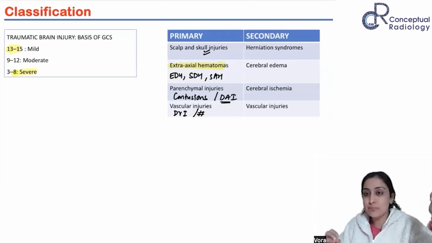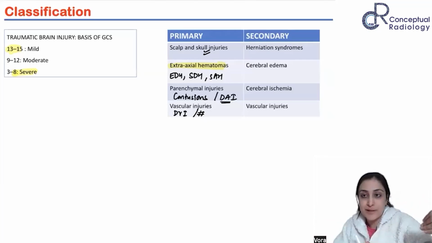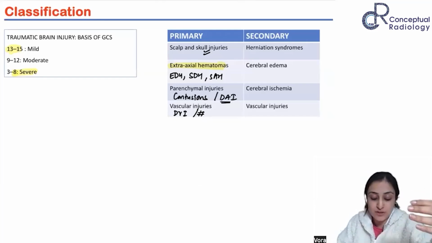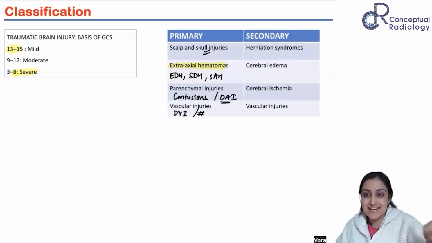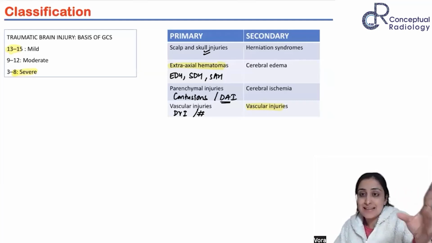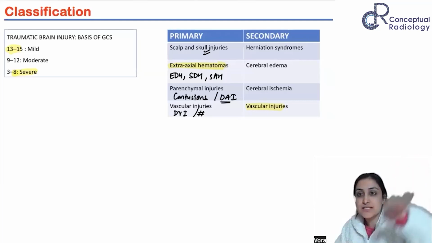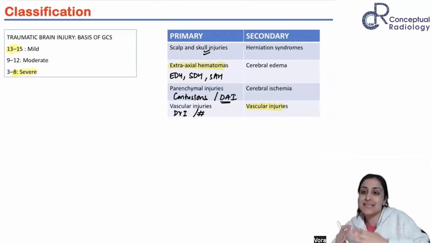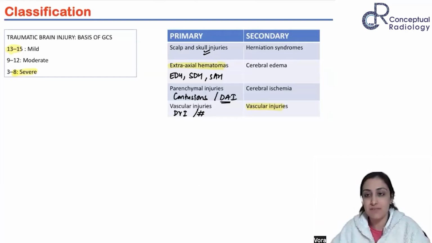The secondary brain injuries are a result of the primary injury. So herniation, let's say you have an EDH, because of the pressure you are having secondary herniation. That's a secondary brain injury. Cerebral edema, ischemia, vascular injury. So vascular injury, as you can see, comes in both. So if you have compression, let's say that there is an EDH which resulted in a subfalcine herniation, which resulted in an ACA infarct, so that's a secondary vascular injury. So this is how you have to classify.